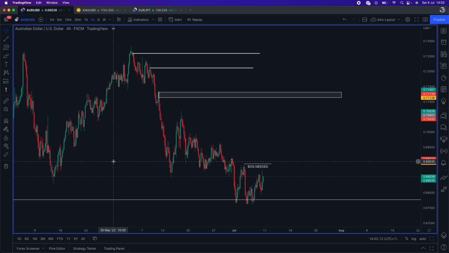What I'm going to do now is go over 3 of the pairs that I'm looking at trading this week, give you my rundown, and highlight some zones and areas at which we can look to capitalize.